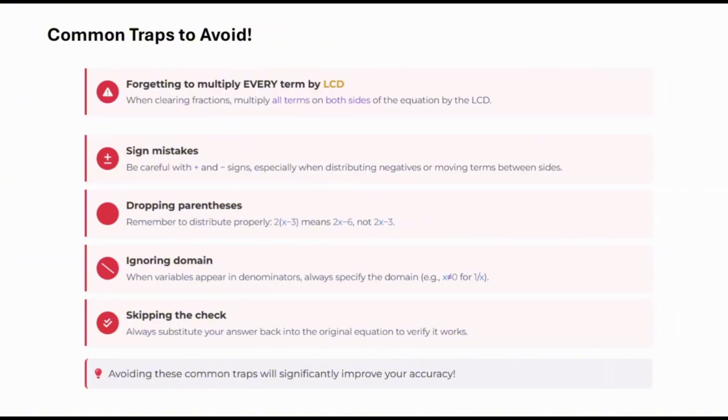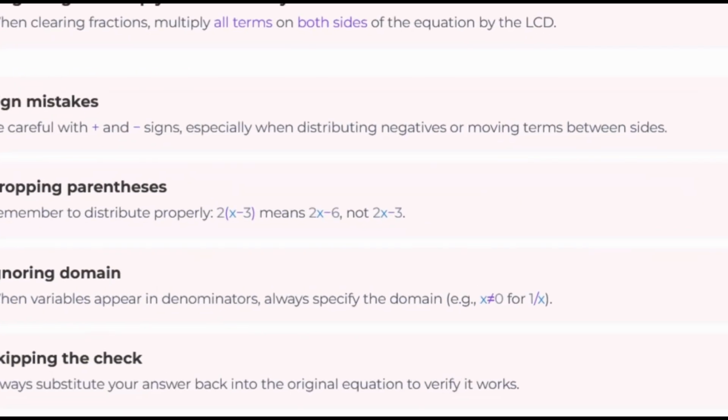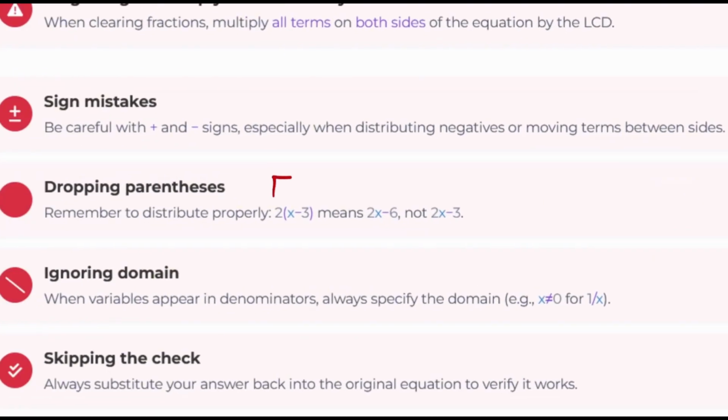We have to reevaluate our answer, put it into the expression itself, and make sure the equation is equal from the left side to the right side. Another one is dropping the parentheses. Try to remember to get rid of parentheses at the beginning, because it's going to help you. And also make sure that when you apply this rule, 2 should be times x and 2 should be times negative 3. So I have it as 2x minus 6, not 2x minus 3. It's very common. Try to avoid that.